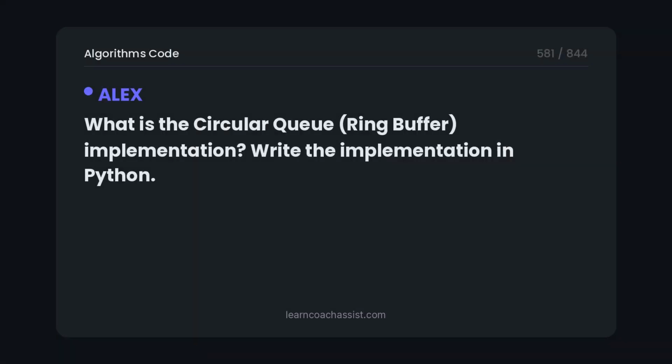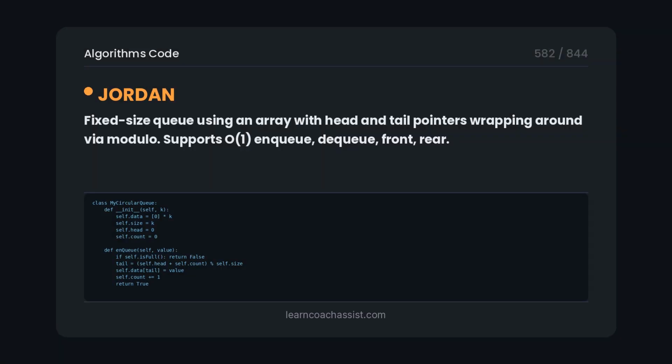What is the circular queue, ring buffer, implementation? Write the implementation in Python. Fixed size queue using an array with head and tail pointers wrapping around via modulo. Supports O(1) enqueue, dequeue, front, rear.